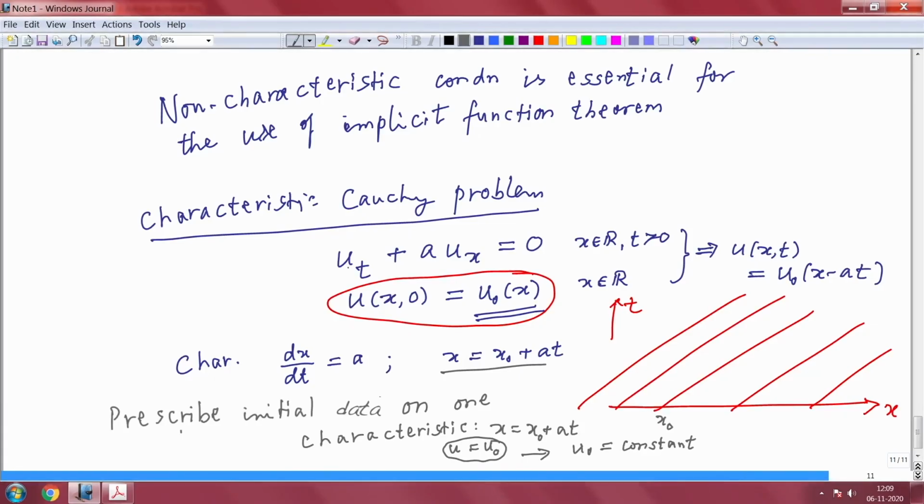And if you want this u to be a C1 function, then u has to be constant throughout. I cannot take another constant and demand that it is continuous and differentiable. So, if you prescribe the initial condition on a characteristic, we face problems, and there is only one solution, namely u equal to constant, nothing else. In higher order equations, such problems arise if you want to prescribe the Cauchy problem on a characteristic. That is why we avoid Cauchy problems on a characteristic, and we will just consider the non-characteristic Cauchy problem.